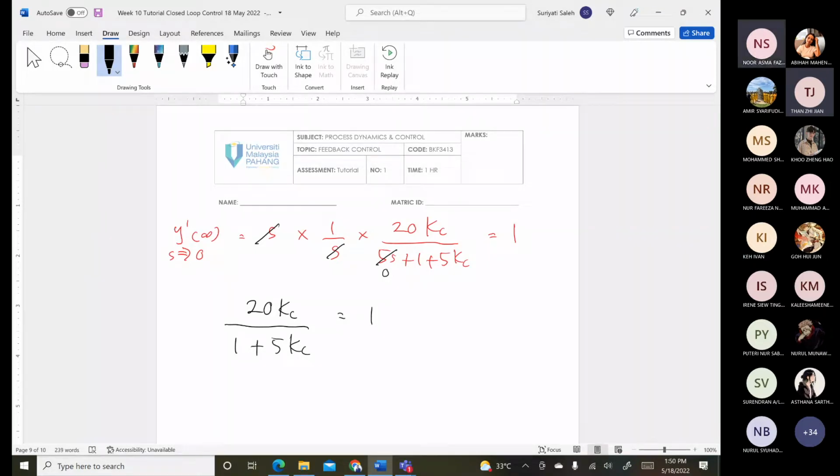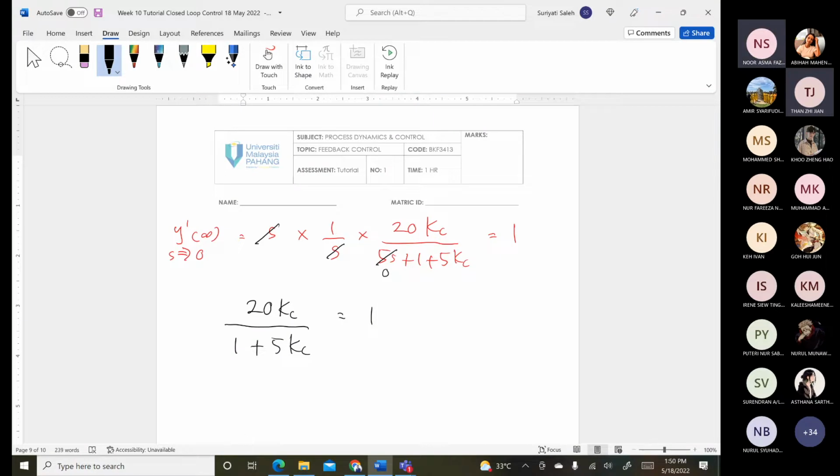So now based on this, the s can be cancelled. Based on the final value theorem, the s multiplied with the 1 over s will be cancelled. The 5s in the denominator will become 0 since according to the final value theorem, s approaches 0. So that means this equation leads to 20 Kc over 1 plus 5 Kc equal to 1.